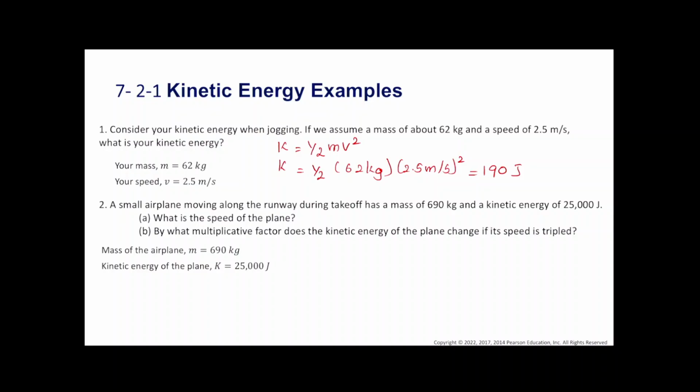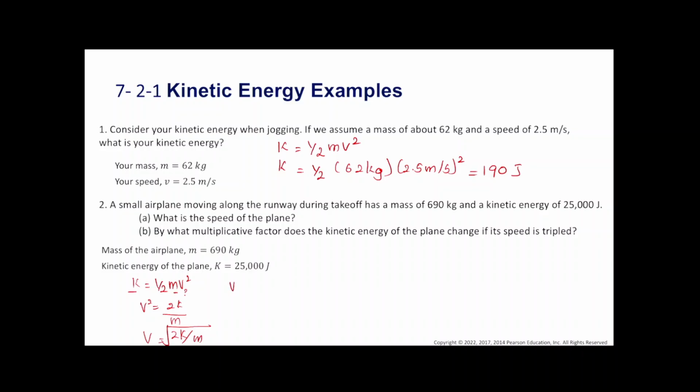According to the kinetic energy equation, kinetic energy K equals half m v squared. We are given the kinetic energy and the mass, and we are asked to find the velocity. Therefore, we can find the velocity by isolating v from this equation. It is v squared equals 2K over m. Therefore, v is equal to the square root of 2K over m.